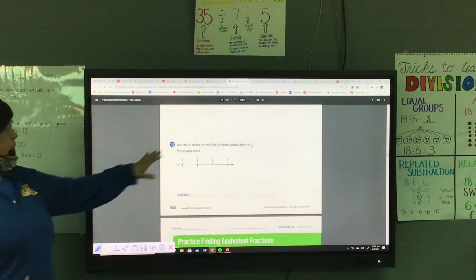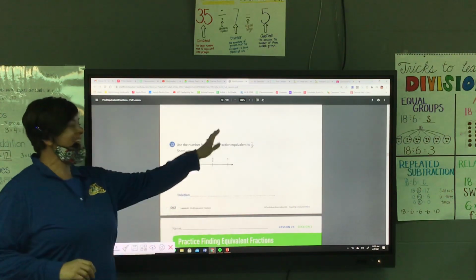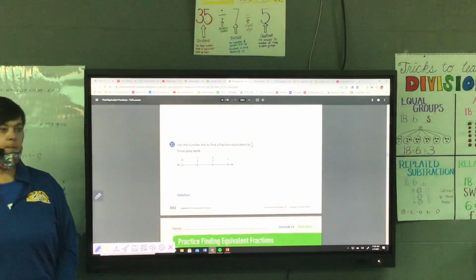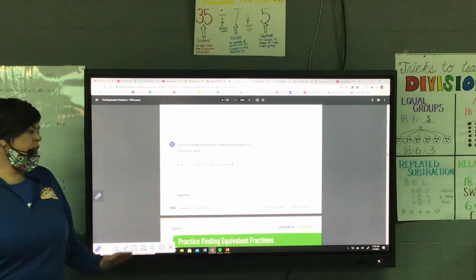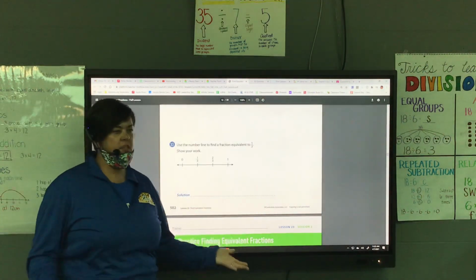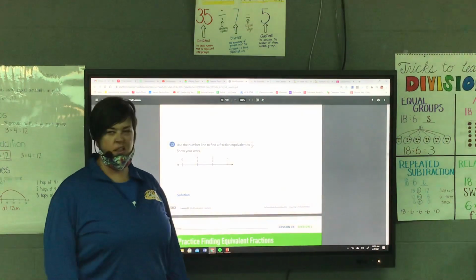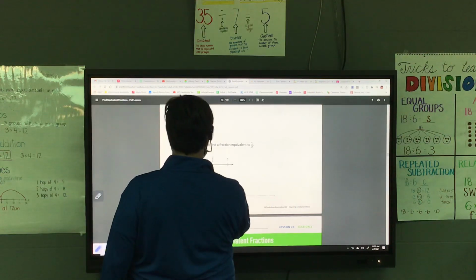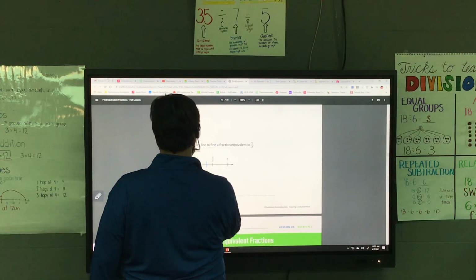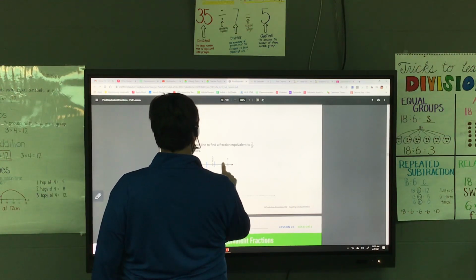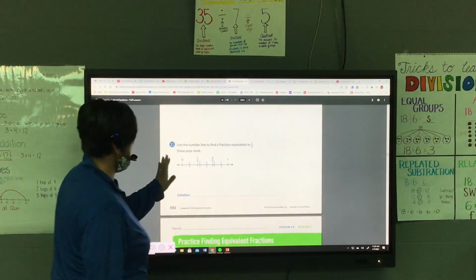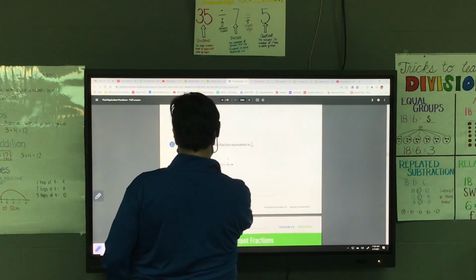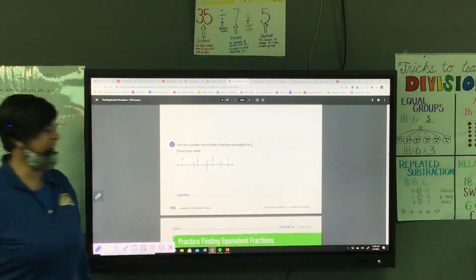All right, so we're using the number line to find a fraction equivalent to 1/3. Now, how do I know what an equivalent fraction is to 1/3? Could it be like 1/4? If I split this into 4 equal parts, is that going to work? Oops, I got too many marks in there. Hold on. I'm confusing myself. There's 1/2. There we go. Is that going to work?